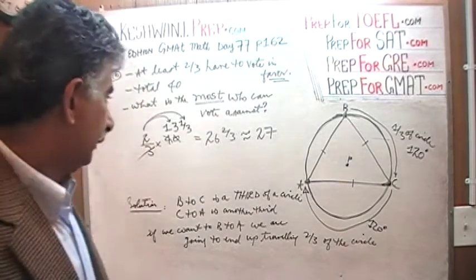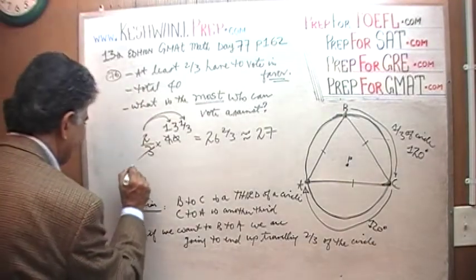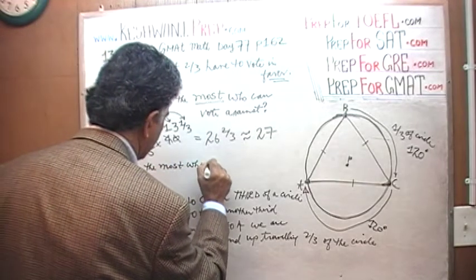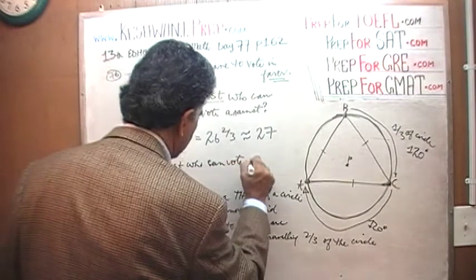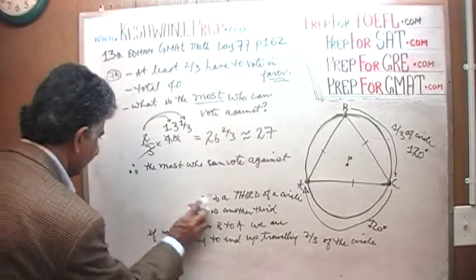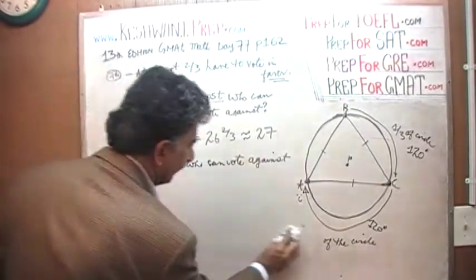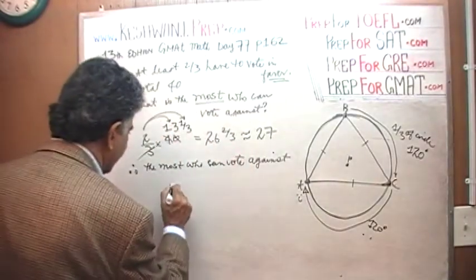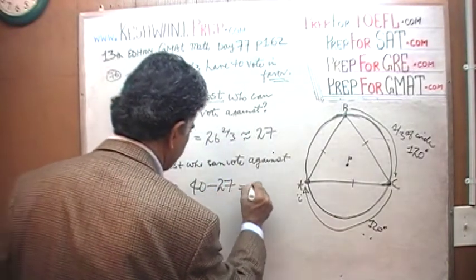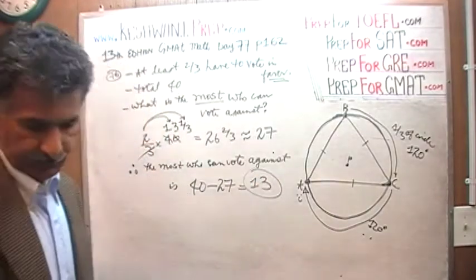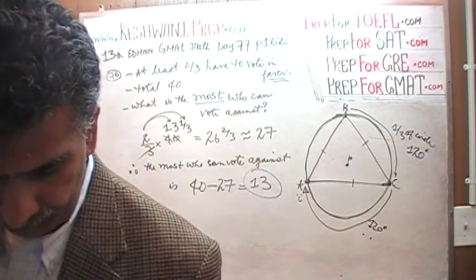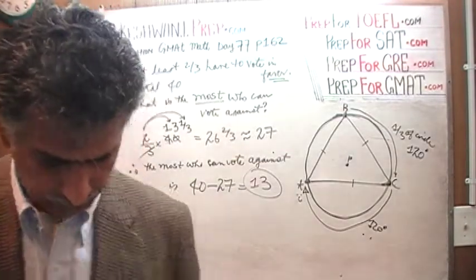Therefore, the most who can vote against is the total number of people that we had minus the 27, which is 13. That's it. 13 is the most who can vote against it and have the resolution pass, not 14. So that's answer choice E.